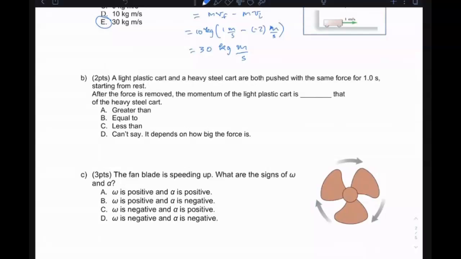In part B, a light plastic cart and a heavy steel cart are both pushed with the same force for 1.0 seconds, starting from rest. After the force is removed, the momentum of the light cart is what with respect to the heavy steel cart? That is, is it greater than, equal to, or less than? Or you can't say.